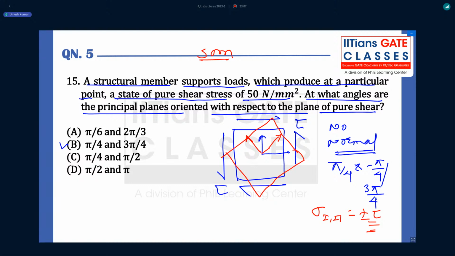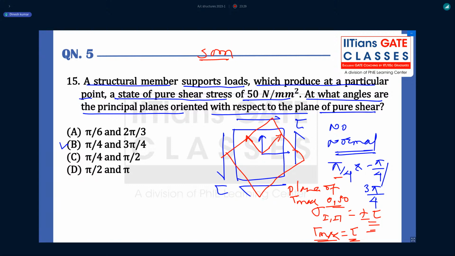And if you ask me, for the pure shear case, what is tau max? Tau max will also be equal to tau. What is the plane of tau max? The plane of tau max will be 0 and 90 degrees. Okay, so these are the things we can learn for the pure shear case.